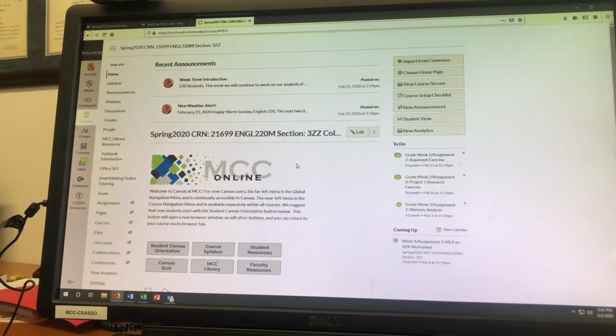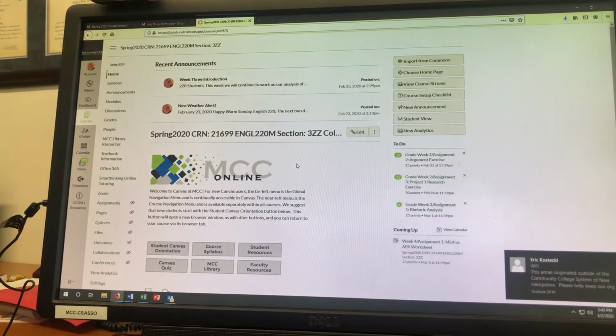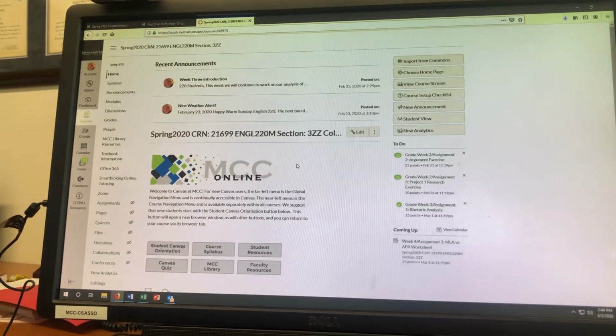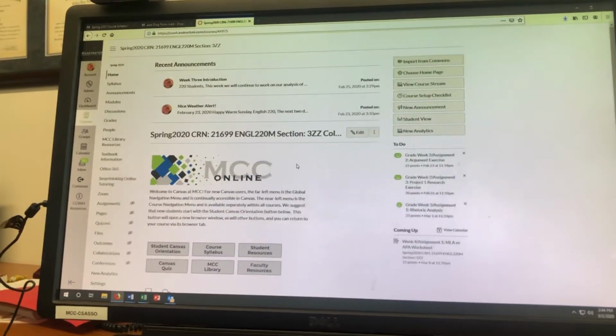Hello English 220. I thought it would be best if I used the screen to actually walk through some of the formatting, paragraph building, and MLA things with you. So if you could follow along, it probably would be helpful if you also have your computer open and we can kind of walk through this together.